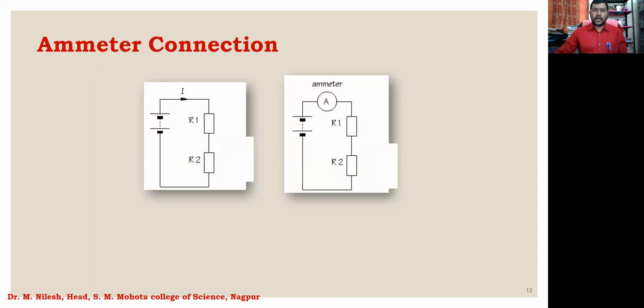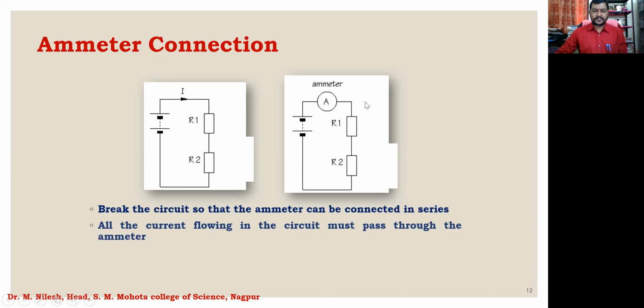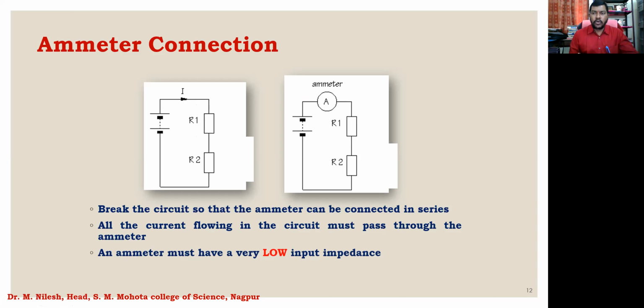Ammeter connections, this is how the ammeter is connected. I have told you that the ammeter is always connected in series. This diagram we have already seen. The resistances are connected in series, and we have to break the wire here and connect these two terminals to the ammeter, and the current can be measured like this. And one more thing, the ammeter must have low input impedance. Remember this. The ammeter has a low input impedance.